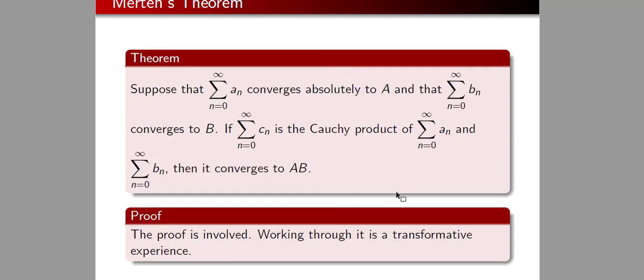So this will bring us to Mertens' Theorem, and about when we can multiply together infinite series and get what we expect to get. Suppose that the sum n equals 0 to infinity of a_n converges absolutely to a number A, and that the sum n equals 0 to infinity of b_n converges to B. It doesn't necessarily have to converge absolutely. If the sum n equals 0 to infinity of c_n is the Cauchy product of the series a_n and the series b_n, then that Cauchy product will converge to A times B.